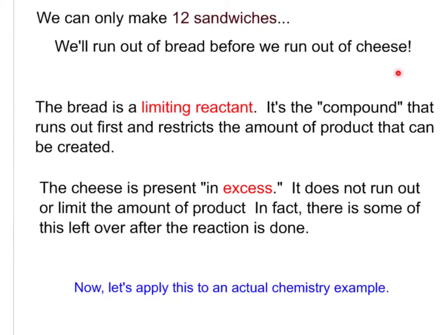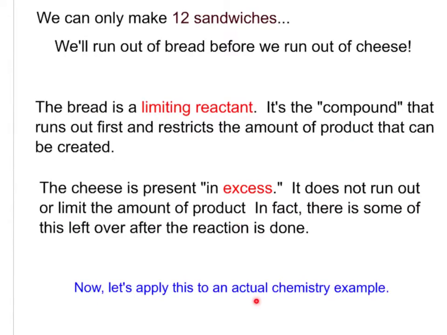In chemistry terms, the bread would be called the limiting reactant. It's the compound that runs out first, and it restricts the amount of product that could be created. The cheese is present in excess. If you'll notice, some of the problems we've been working on say we have this particular reactant in excess, or there is plenty of this, there is more than enough, it's in excess. It does not run out or limit the amount of product. In fact, there's some left over when the reaction is done.